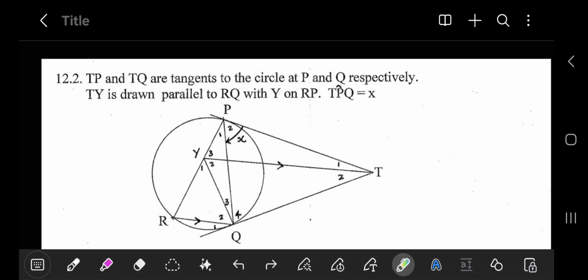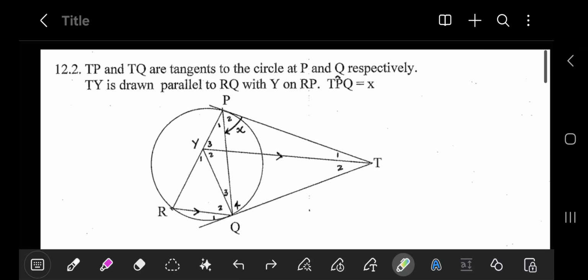So here we have practice problem 9. And this question says TP and TQ are tangents to the circle at P and Q respectively. Now pay careful attention to that. They mentioned two different tangents. So we've got tangent TP, here's TP, and we have tangent TQ. So there's two different tangents to the circle.